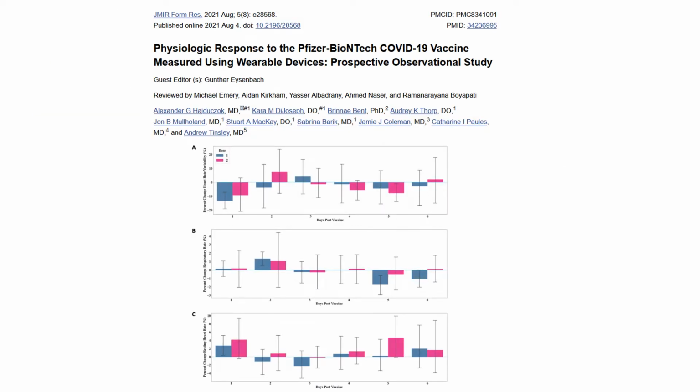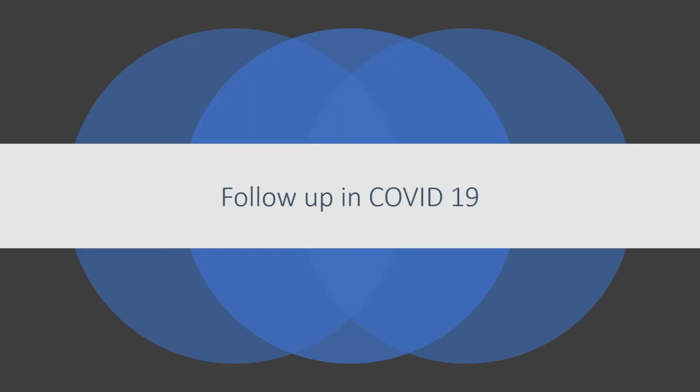In a further publication, these data were used to analyze heart rate variability after BioNTech vaccination. The differences are not significant in most parameters, and there is some evidence that vagus activity probably decreases after the vaccination, but these data have to be confirmed. What about heart rate variability during follow-up of COVID-19?